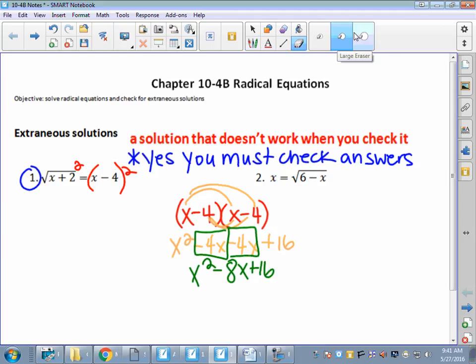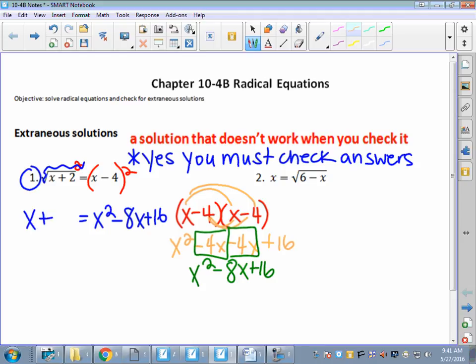Now I know I went through that fast, but I feel like you've got this. You've done this before. If you're struggling with that part, please let me know. But that should be something that you know from chapter 9. So we did that already. On the left-hand side, I've got an x plus 2 underneath the radical and squared, and we all know that squaring and square rooting undo each other. So I've got an x plus 2 there.